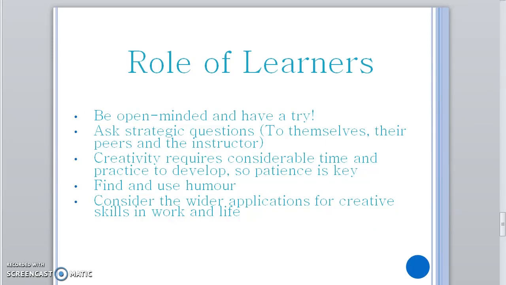So the role of learners in creativity activities is to be open-minded and have a try. They should also ask strategic questions to themselves, their peers, and the instructor. Creativity requires considerable time and practice to develop, so patience is key. They should try and find and use humor wherever possible, and really try to consider the wider applications for creative skills in work as well as life.